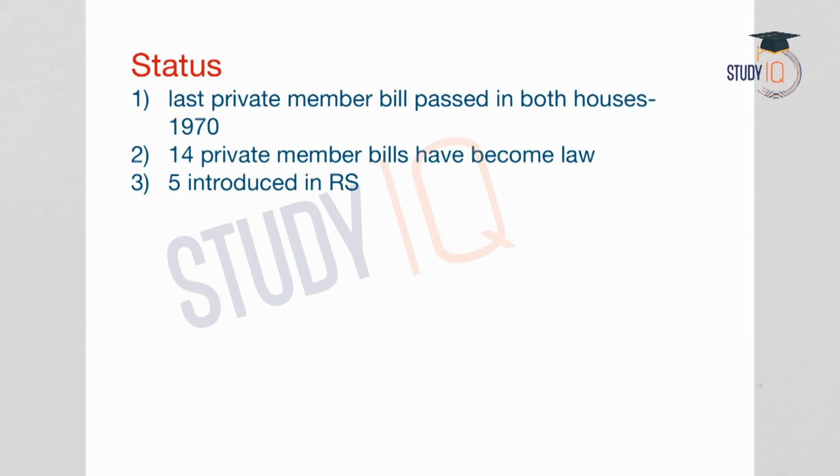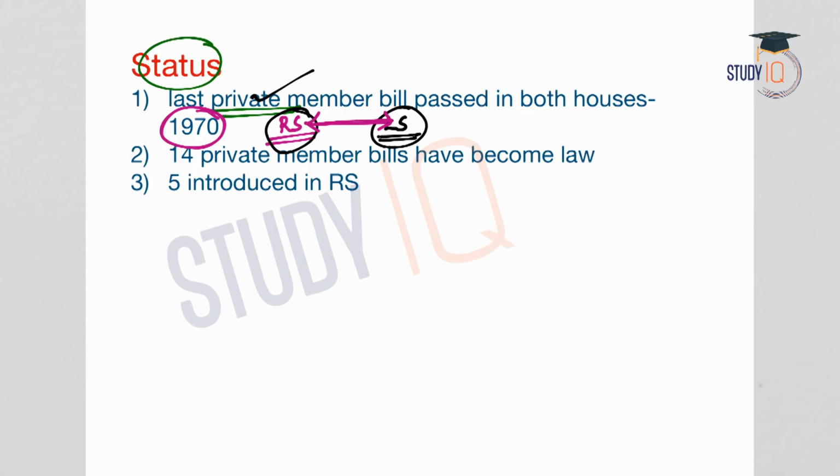Now let us look at the status of private members' bills in India. If we look at the last bill that was passed in both houses, it was in 1970. In case of Rajya Sabha, we have seen that the bill will lapse if the member who introduces the bill gets retired from the Rajya Sabha. In case of Lok Sabha, the dissolution of Lok Sabha will lapse the bill. So because of these two reasons, many bills will get passed in one house, but in the second house it will lapse. So it was in 1970 that the last private member bill was passed in both the houses of the Parliament, and this was the Supreme Court Enlargement of Criminal Appellate Jurisdiction Bill of 1968.